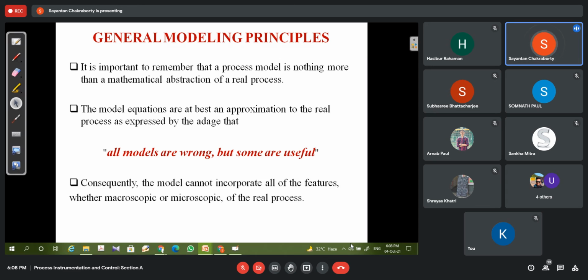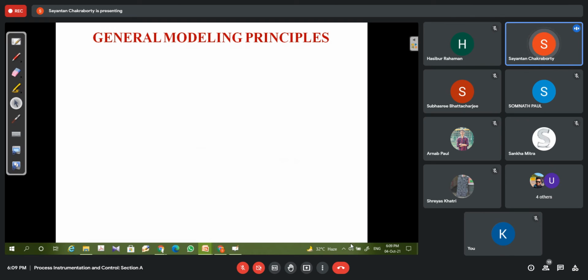How can it be explained? Any model cannot incorporate all the features, all the interactions, the coupling of actions at microscopic or macroscopic level of the real process, because it will become really rigorous and difficult to consider all the physical behavioral features of a model. So what do we do? We normally go for that model which is necessary for a particular study or analysis, and which is also sufficient.